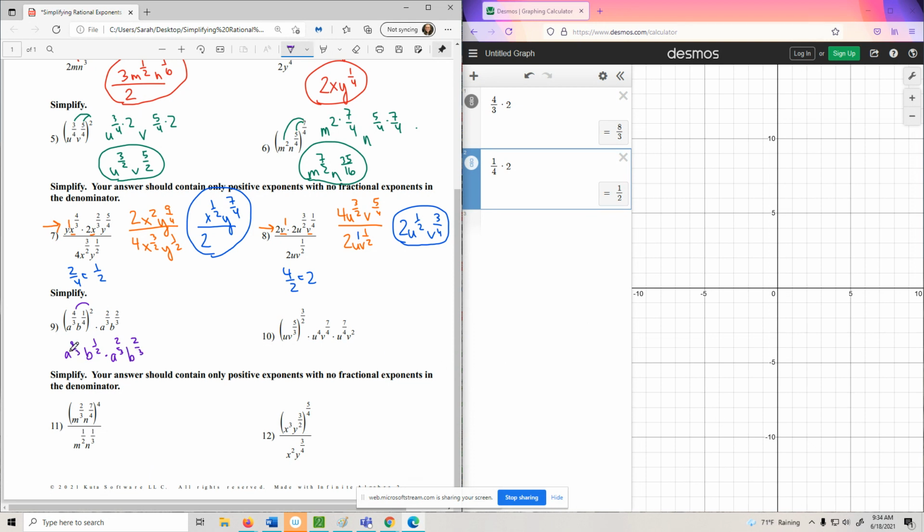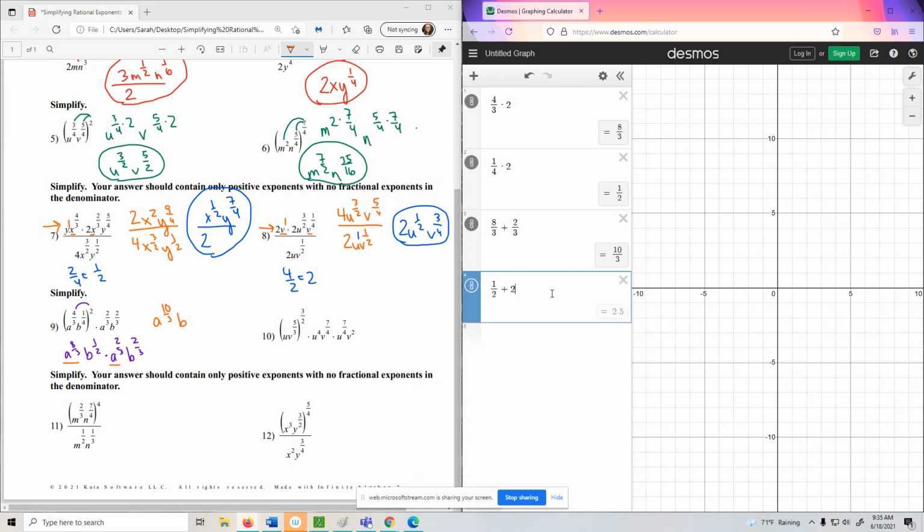Now I go back to product rule. I need to add my like exponents. So for a's, I'm going to do 8 over 3 plus 2 over 3, which is 10 over 3. And then for b's, I have 1/2 and 2/3, which is 7 over 6. I only see 1a, 1b. My exponents are all simplified, so I'm all done.